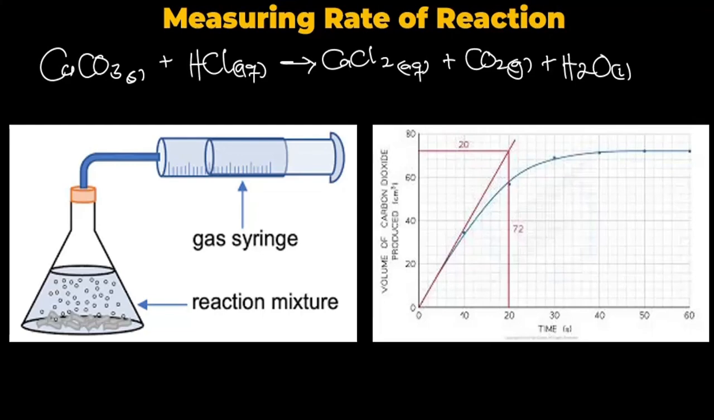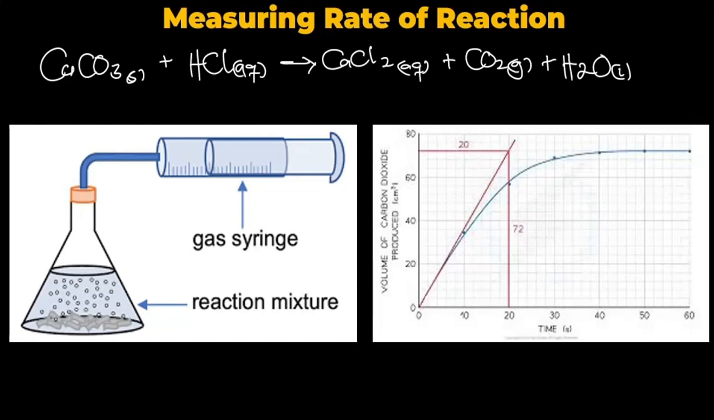So let's say you have data from this. You now go ahead and plot a graph of volume of carbon dioxide against time, as you can see here on the right. If you do that, you have this curve that increases sharply and then begins to reduce as time goes on.